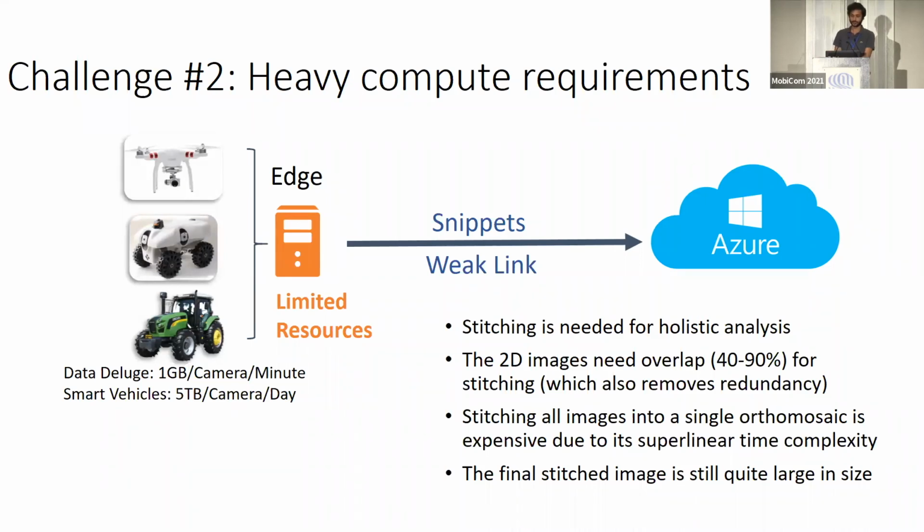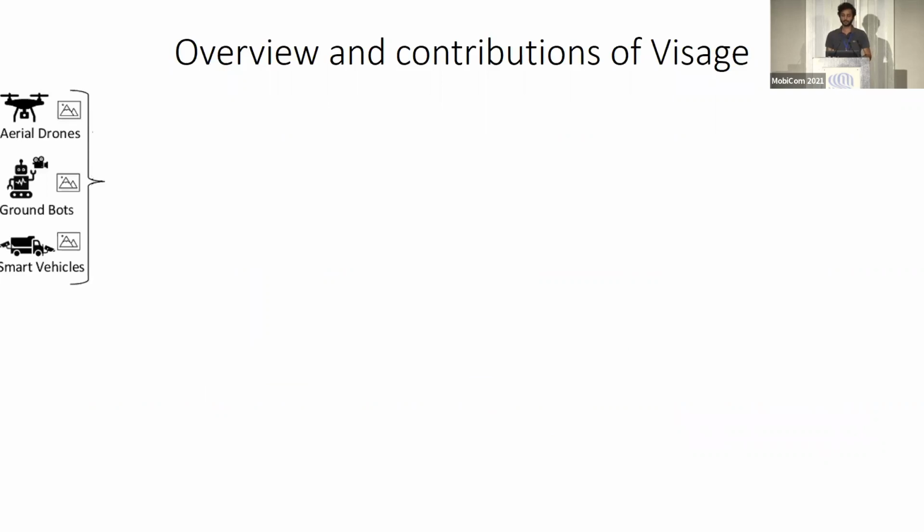So our system Visage tries to address these challenges. It is the first system that enables timely analytics within reasonable time frames. And one of the key contributions of Visage is that instead of creating a global stitched image that covers the entire surveyed region, we are going to construct individual localized stitched images around only the anomalies and some of the neighborhoods. So we'll create multiple of these depending on how many interesting regions there are.